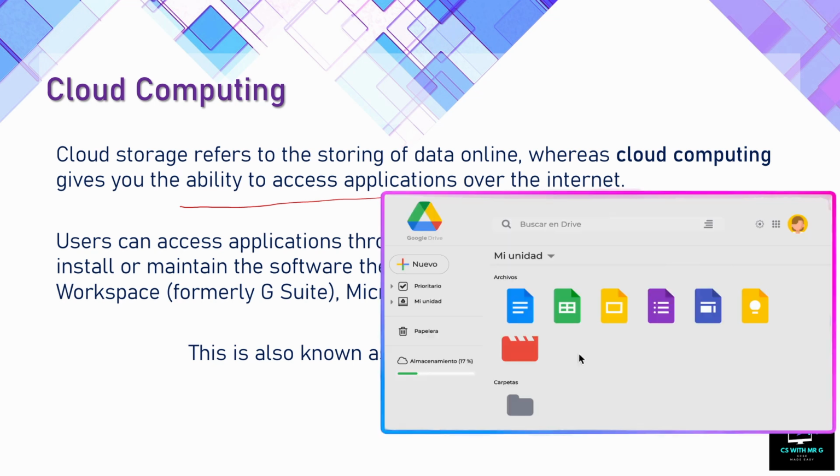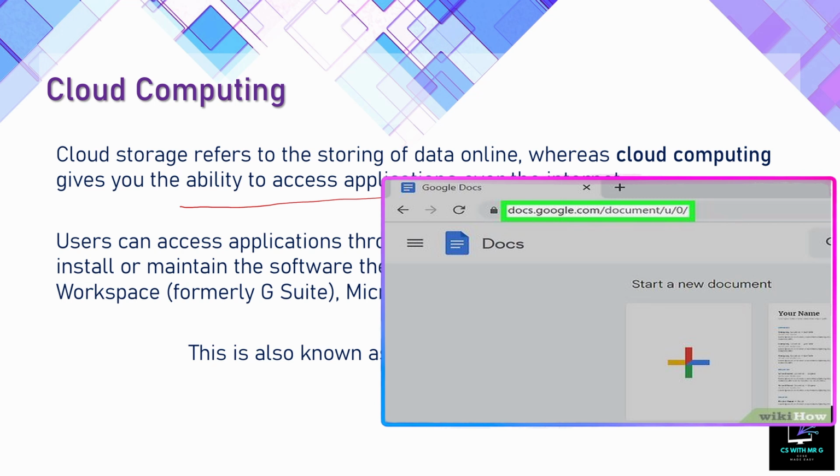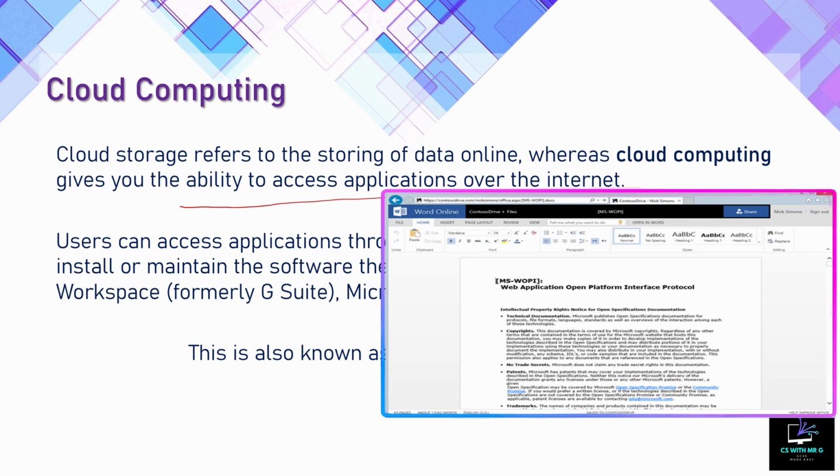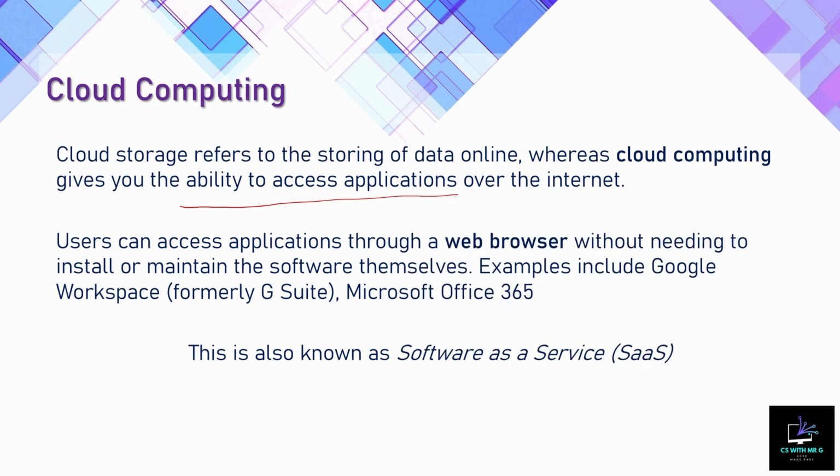Things like Google Workspace with Google Docs and Google Slides. You've got Microsoft Office 365 where you can access Word and Excel all through your web browser. That is what we call cloud computing. It's also called software as a service, which is a term you might see. And again, it's the ability to access programs through a web browser. And we will go through some examples of cloud computing, looking at the pros and cons of it as well.